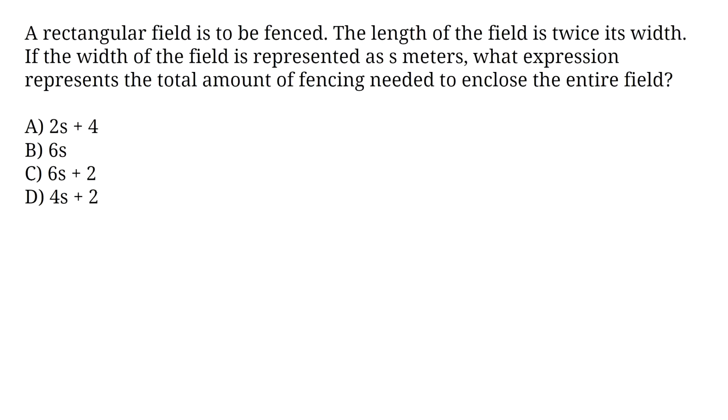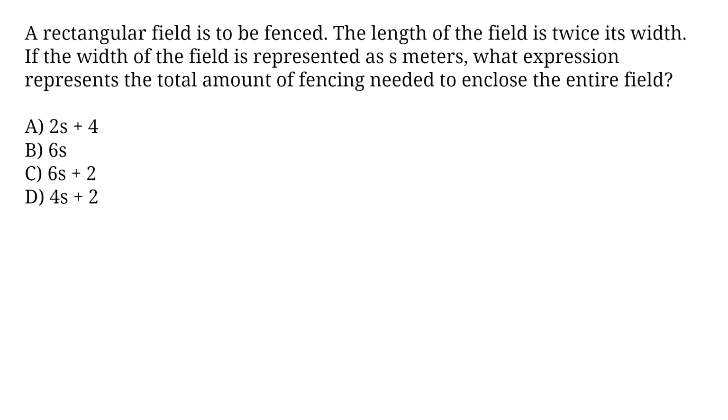A rectangular field is to be fenced. The length of the field is twice its width. If the width of the field is represented as s meters, what expression represents the total amount of fencing needed to enclose the entire field? A. 2s plus 4. B. 6s. C. 6s plus 2. D. 4s plus 2. Questions in which the answer is an expression are also common on the GED.